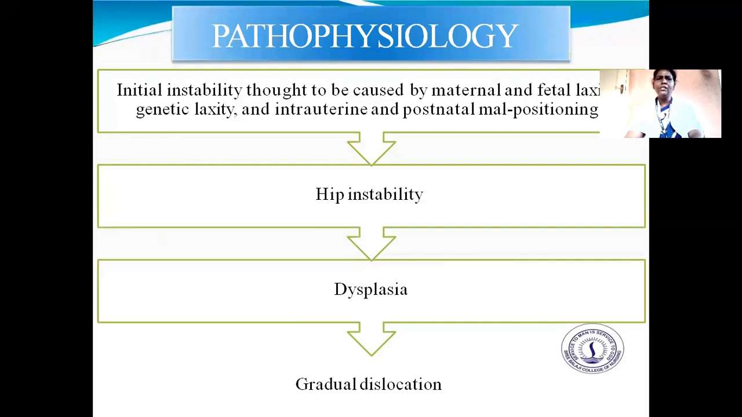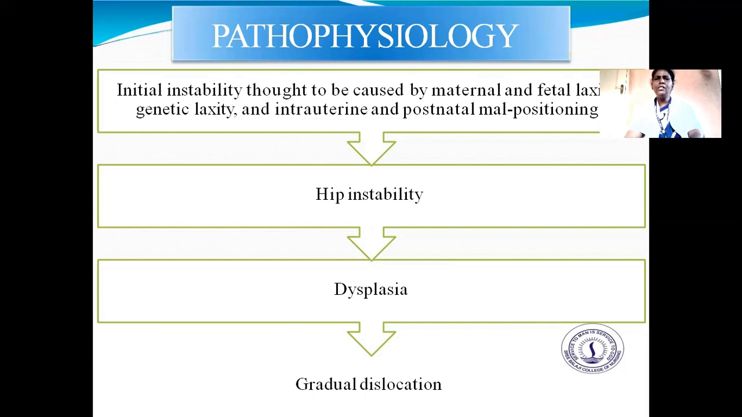Next, pathophysiology. Initial instability is thought to be caused by maternal and fetal laxity, genetic laxity, and intrauterine and postnatal malpositioning. This will lead to hip instability. Because of hip instability, there is dysplasia. Because of dysplasia, gradual dislocation. This is about the pathophysiology.